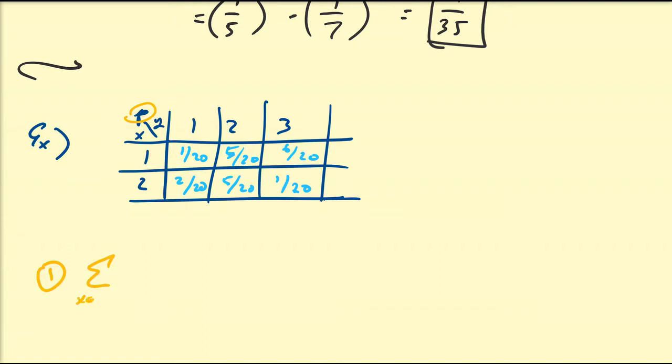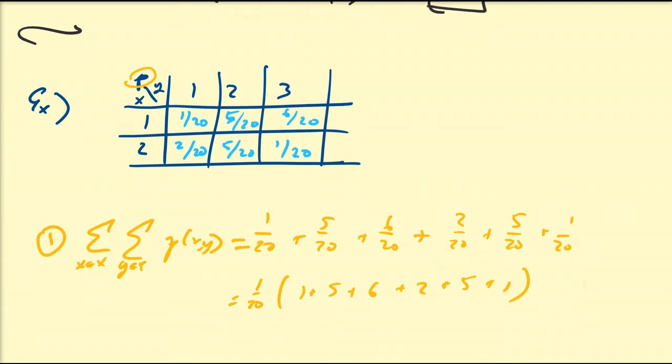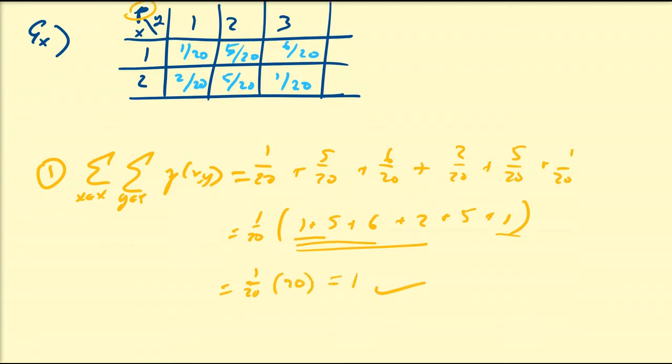So the sum across all x in X and the sum across all y in Y is going to be equal to 1/20 plus 5/20 plus 6/20 plus 2/20 plus 5/20 plus 1/20. Of course all have a factor of 1/20, so we have 1 plus 5 plus 6 plus 2 plus 5 plus 1. So 1 plus 5 is 6, 6 plus 6 is 12, 12 plus 2 is 14, 14 plus 1 is 15, plus 5 is 20. So this is 1/20 of 20, which is equal to 1. So that property checks out.